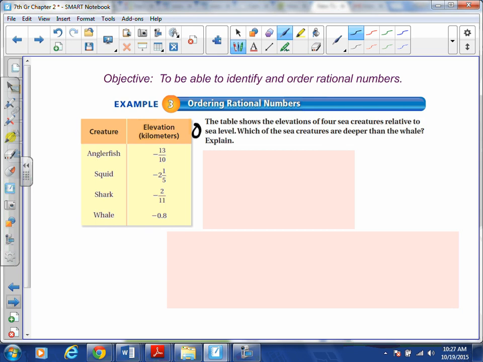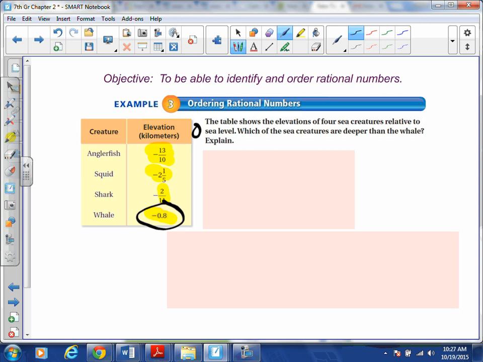All right, finally, this table shows the elevations of 4 sea creatures relative to sea level. Remember, sea level is 0. It's where the water stops and the sky starts, 0. Which of the sea creatures are deeper than the whale? Explain. Okay, so here is the depth of the anglerfish, then the squid, here's the shark, here's the whale. We want to find which one is deeper than the whale.